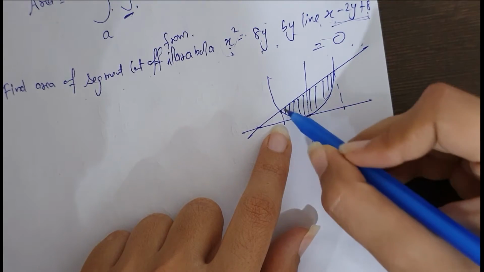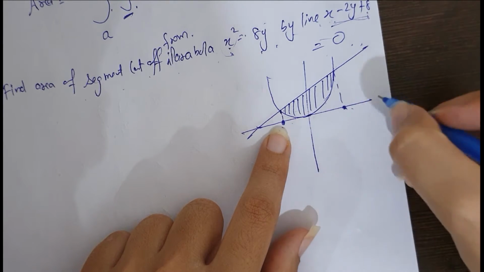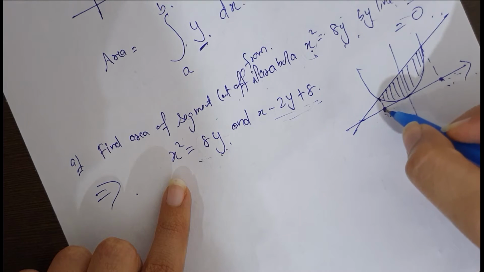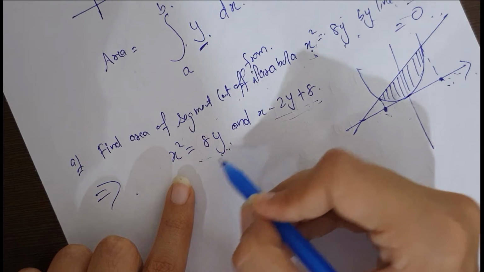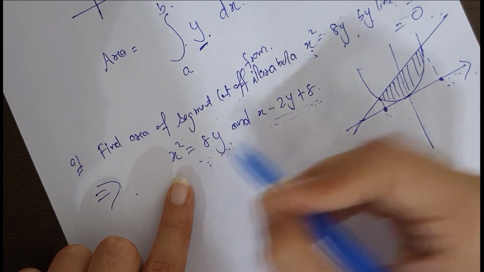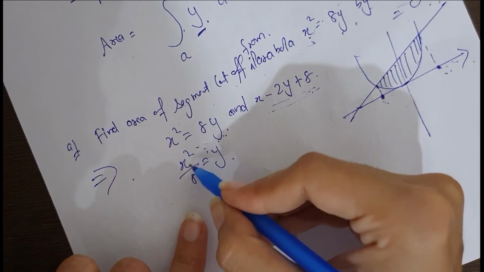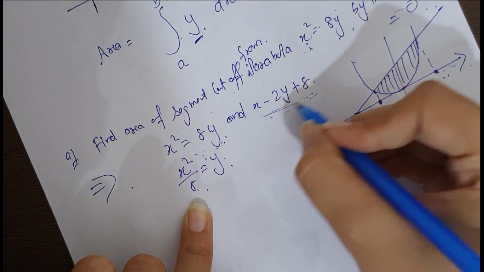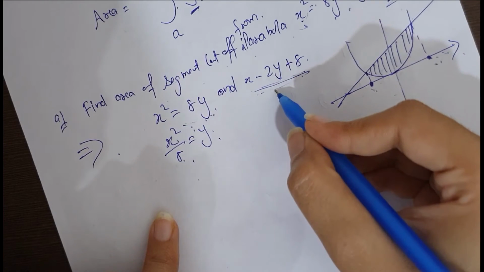So this line cuts the parabola at two points on the x-axis. How do we find these two points? To find the value of x, we find the value of y from one of these curves and put it in the other equation. The y value comes out to be x square upon 8. So we put this y value in this equation. This is how we find the value of x.